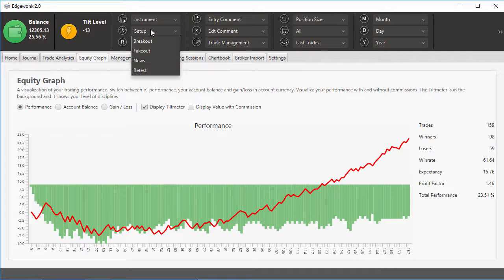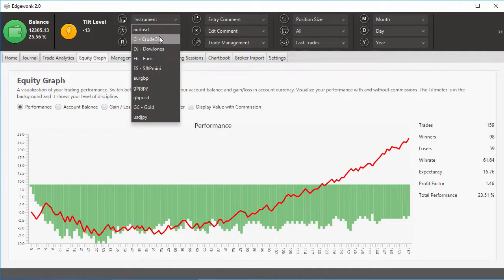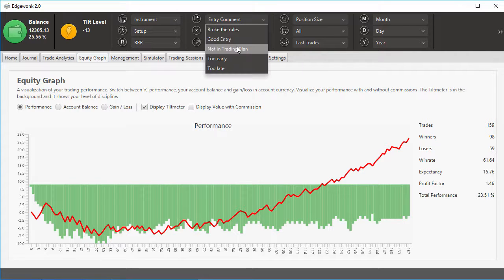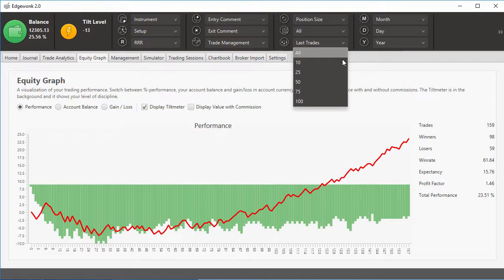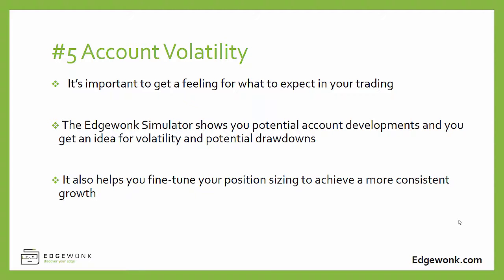You can also analyze different setups here. You can analyze different or individual instruments. Here are comments. You can analyze only the trades where you entered a specific entry comment, an exit comment. Position sizing, you can analyze only your last 10, 25, 50 trades, and so you can get a very detailed insight about your trading performance. And also with the help of the tilt meter and the emotion analytics, you can analyze and dissect your trading very personalized.